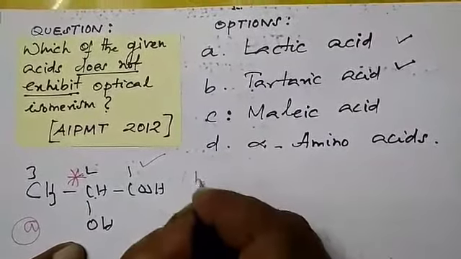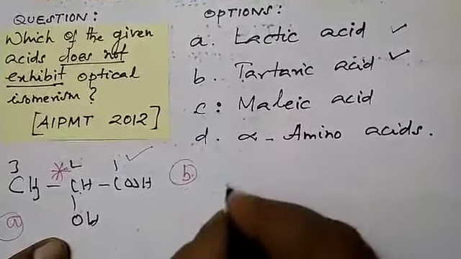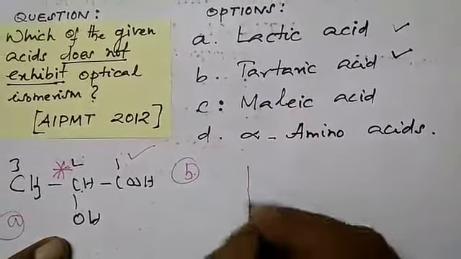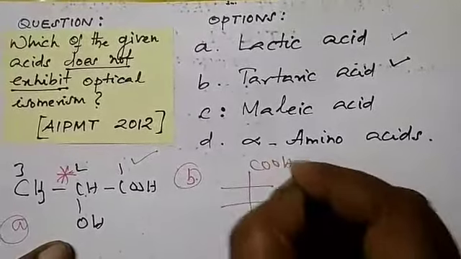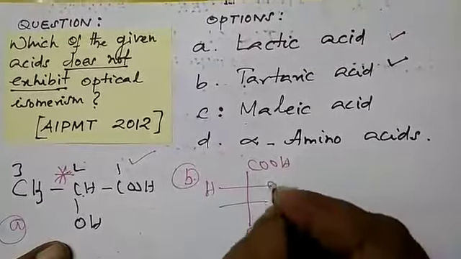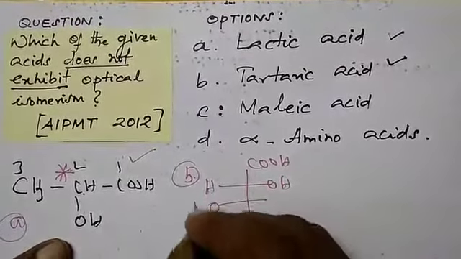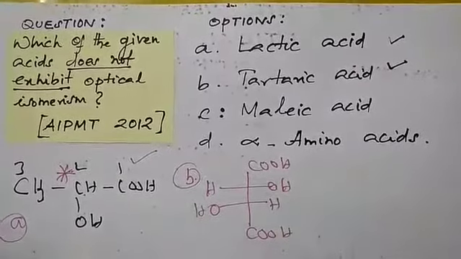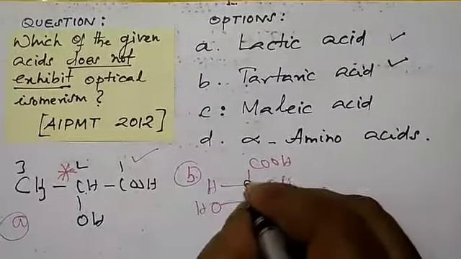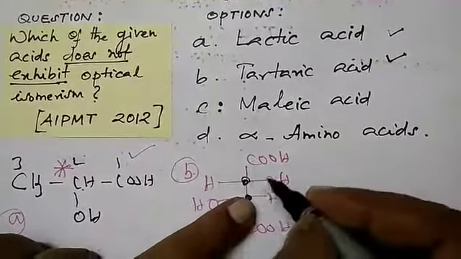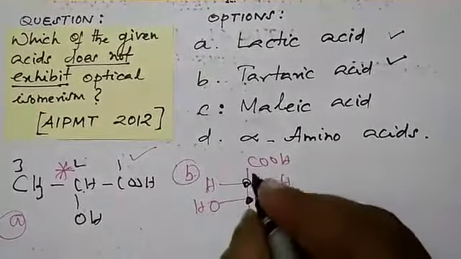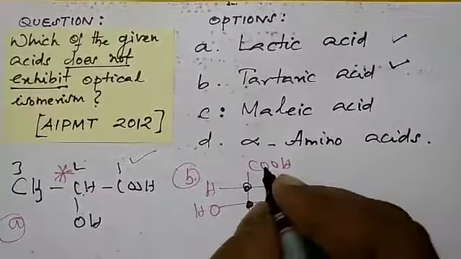Now I am giving the diagram of B, which is tartaric acid. We can take the structure of tartaric acid. This is your tartaric acid. Draw it with H, OH and OH, H. Anywhere you can draw it. Now these 2 carbon atoms are asymmetric, each attached with different groups H, OH, COOH. So tartaric acid is answering.